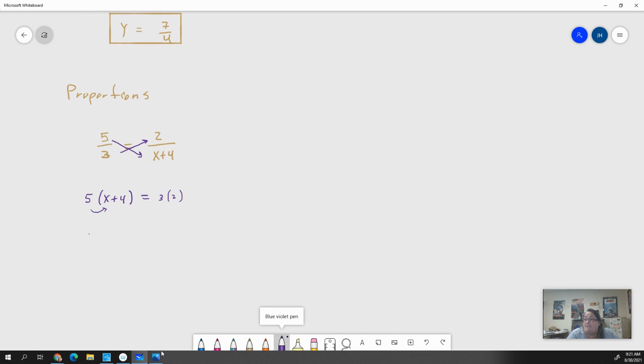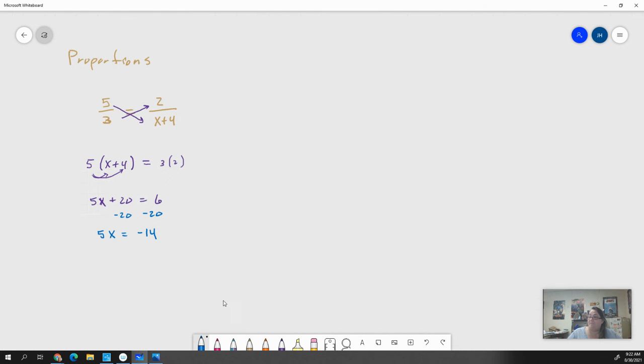So I would go 5 times x gives me 5x. 5 times 4 equals 20. 3 times 2 equals 6. And now we can just start undoing the things being done to x and get x by itself, right? First step would be subtract 20 from both sides so that we have 5x equals negative 14.